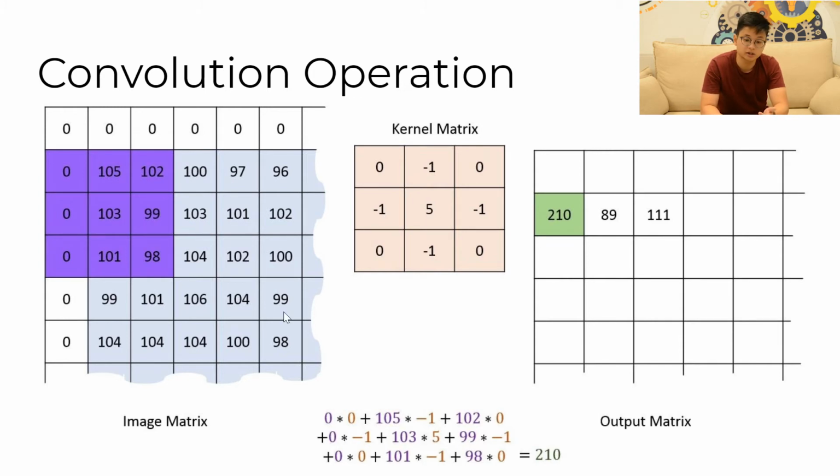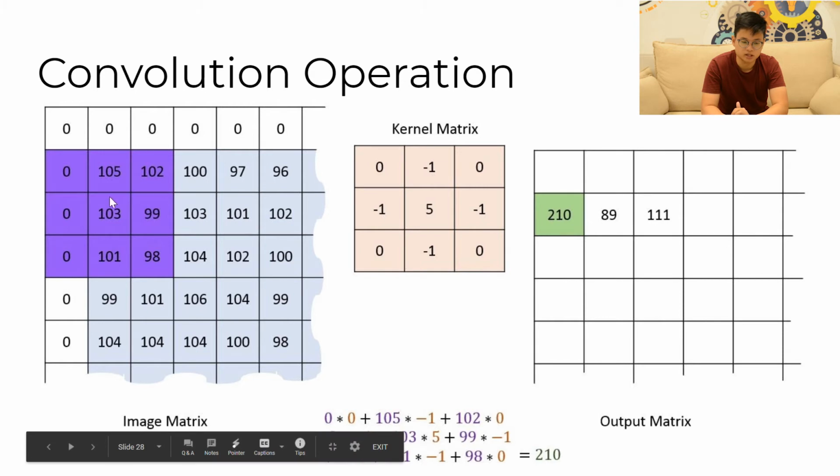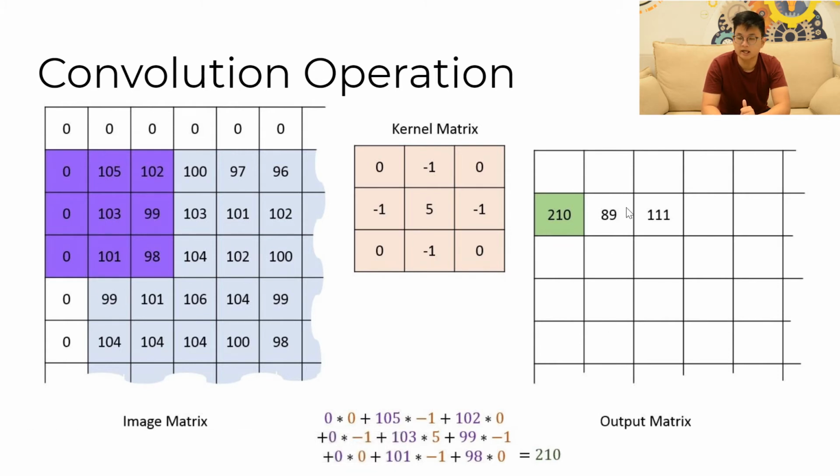Here you have a kernel matrix and you have your input, and for this example you're just doing a sum product across the kernel matrix and your input. So 0 times 0 is 0, minus 1 times 105 is minus 105. Sum it all up, you get 210. Move the kernel matrix to the other side, then you get 89, right? Move that to the other side again, then you get 111. So this is how the convolution operation works.